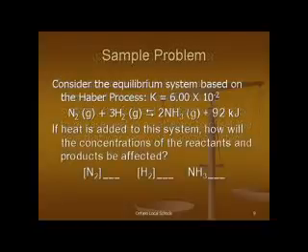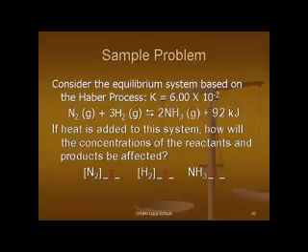Well, we're looking at the reaction of N2 with 3H2 forming ammonia and 92 kilojoules of heat. If we add heat to the system, how will the concentrations of the reactants and products be affected? So this is our sample problem. What I'd like you to do is pause the podcast and go ahead and answer the question, and when you're ready, resume the podcast and compare your answer to mine.